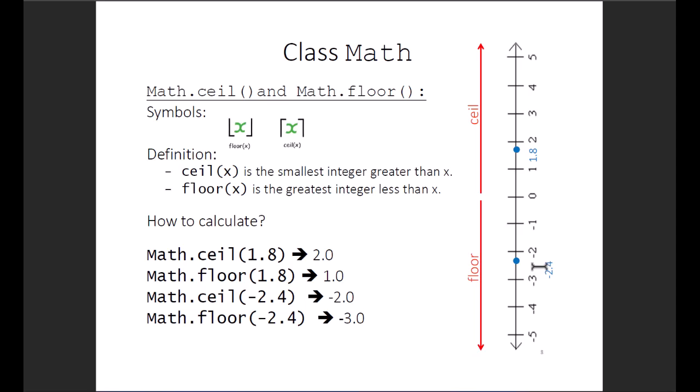Now what do we do with the negative? Ceil is like the ceiling, above. So for minus 2.4, the ceiling is minus 2, and the floor, which is the bottom, the ground, is minus 3. So here are the values given. Math.ceil of 1.8 is 2, Math.floor of 1.8 is 1, Math.ceil of minus 2.4 is minus 2, Math.floor is minus 3. Alright, so these are the ceil and the floor.